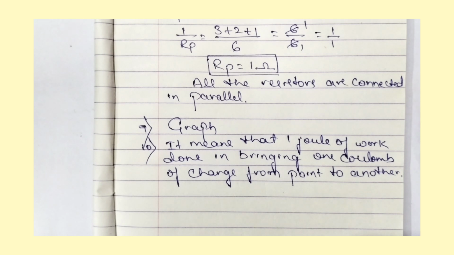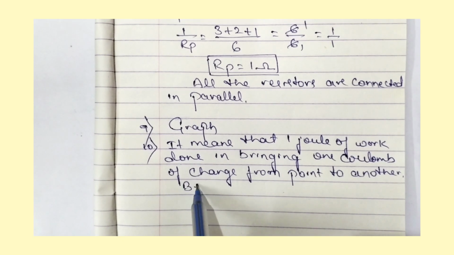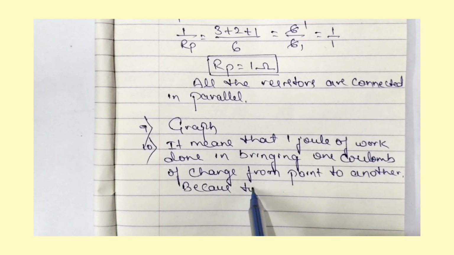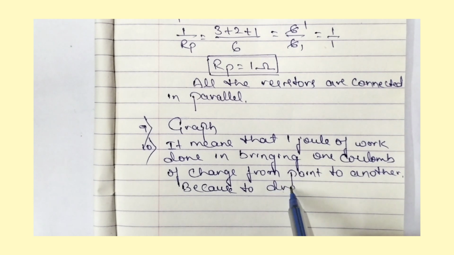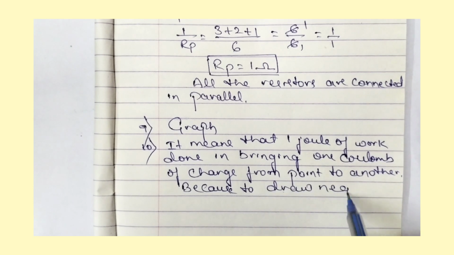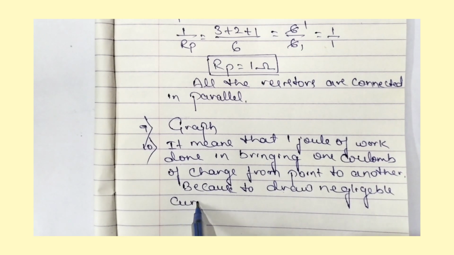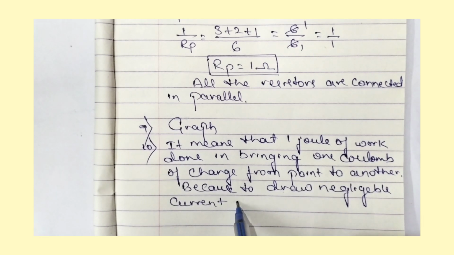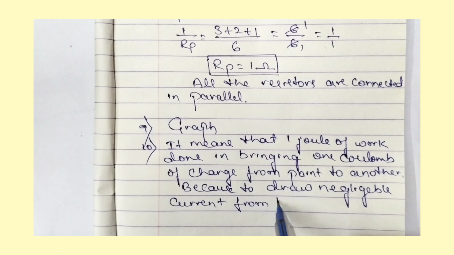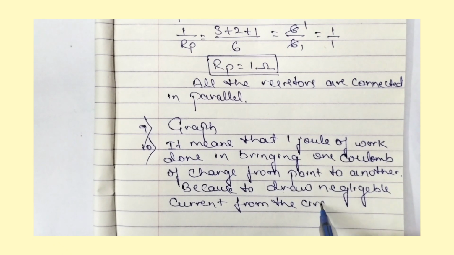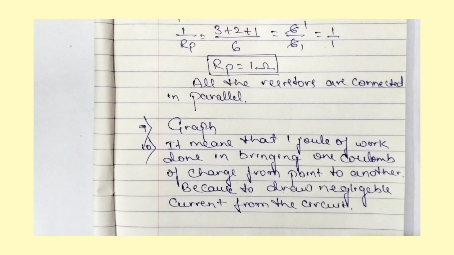Second one, why does a voltmeter have high resistance? So let us see why the voltmeter should have high resistance. So the answer for this question: because to draw negligible current from the circuit. So this is for the second sub question.